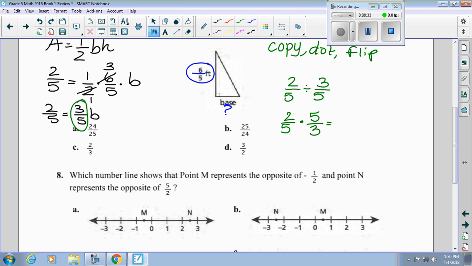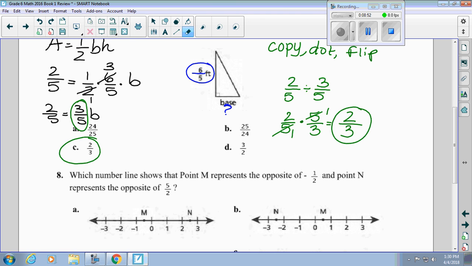So you're going to multiply this. You can simplify before you multiply. You'll notice a 5 and a 5, so that's going to be a 1 and a 1. So 2 times 1 is 2, and 1 times 3 is 3. So your answer here is 2/3. Okay, choice C. All right, it's the same process. You are just dealing with a fraction instead.